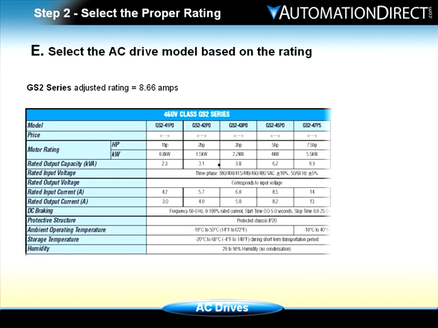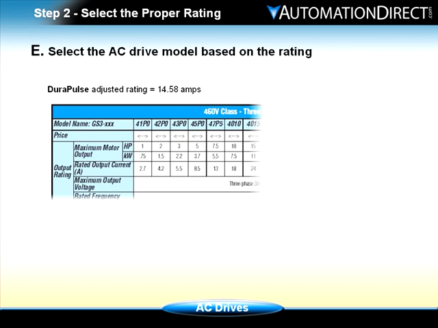For the GS2 series, the adjusted rating is 8.66 amps. According to the specification chart, a 5 horsepower drive rated output current of 8.2 amps is not sufficient for our application. Therefore, we will use a 7.5 horsepower drive rated at 13 amps.